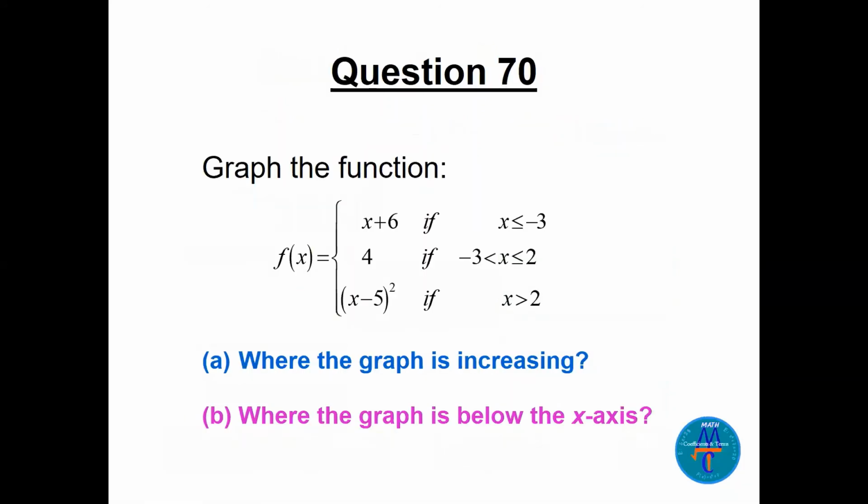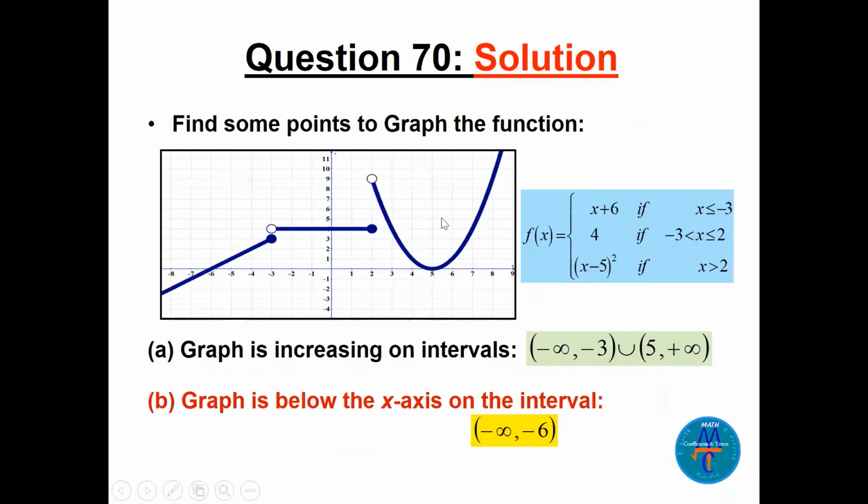And now question number 70, we need to graph the piecewise function. 3 pieces are there. And then we answer where the graph is increasing and where the graph is below the x-axis. As usual, we have seen many questions like this. Take piece by piece here, and then take some points from the conditions on the x. We can see the first one, x plus 6, is a straight line.